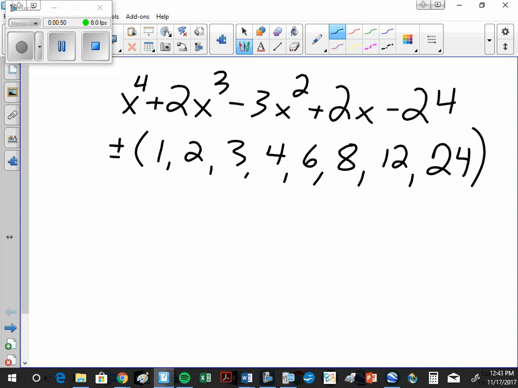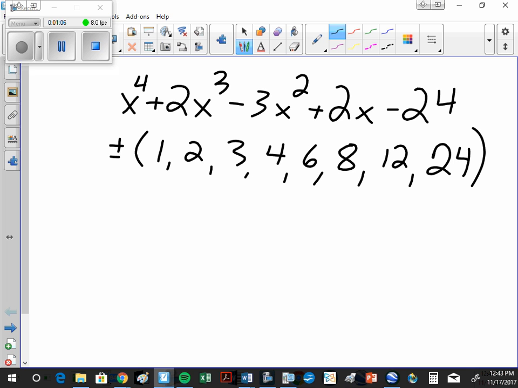How do you tell if one works? If you want to know if x equals 1, add up all the coefficients and see if you get a 0. How do you tell if negative 1 works? Switch the second sign and not the third, but switch the fourth, but not the fifth, and so on. And then add them together and you get 0, it works.